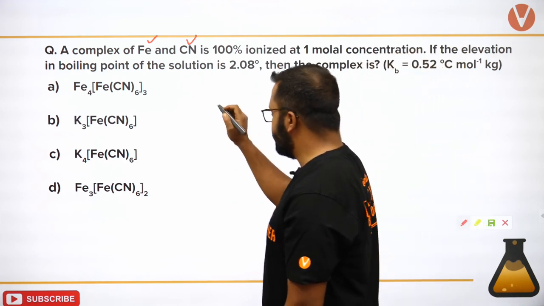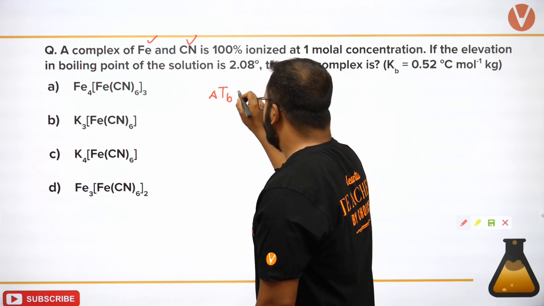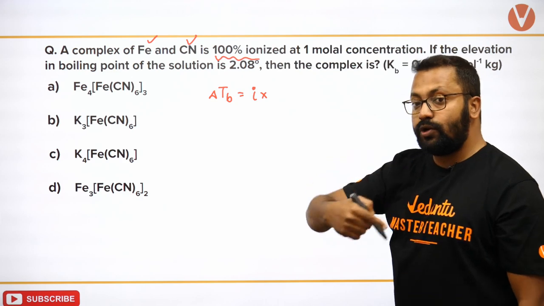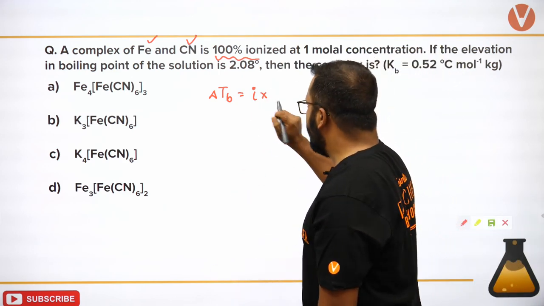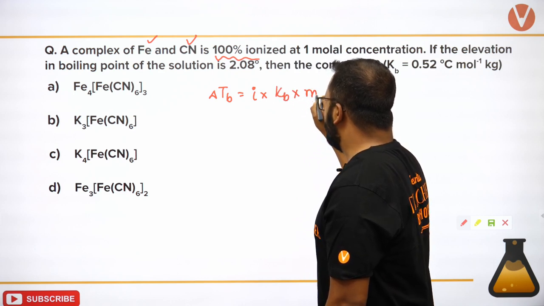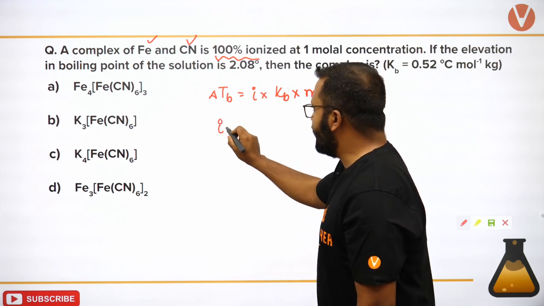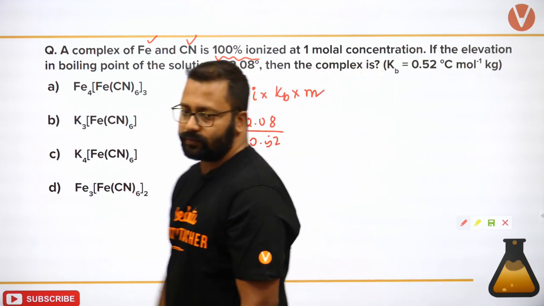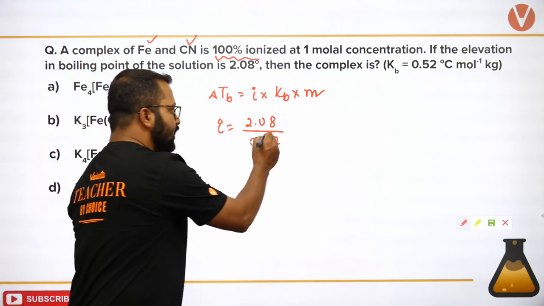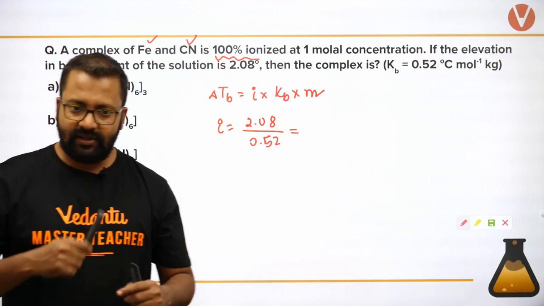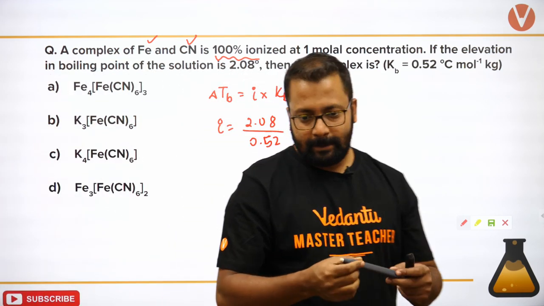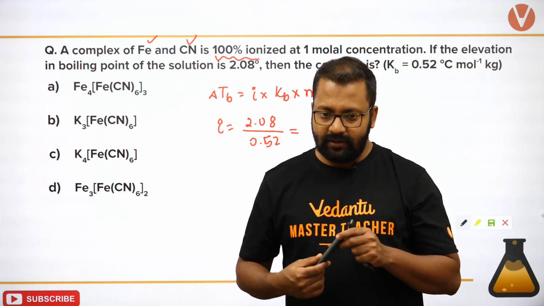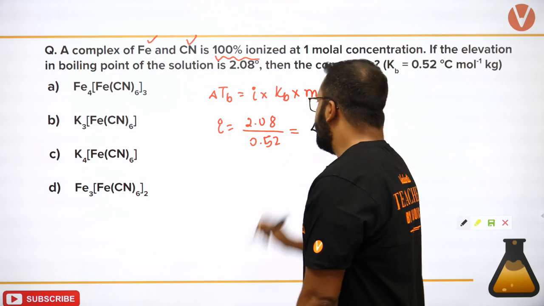So what we should do is, in this scenario, I will take del T_b is equal to i, since I can see that they are talking about ionization, so it is important to know what is Van't Hoff factor. i times K_b times molality. So molality is 1, so i will be equal to 2.08 upon 0.52. So ye kitna ho jayega answer? i ki value kitni aa rahi hai? Can you please tell me in the comment section what is the value of i? The value of i is 4.